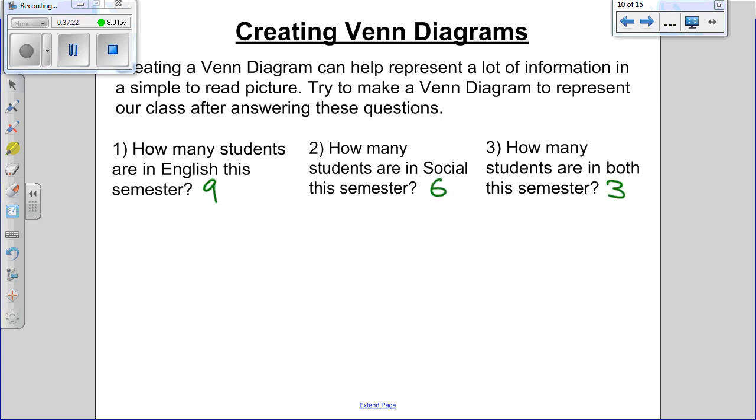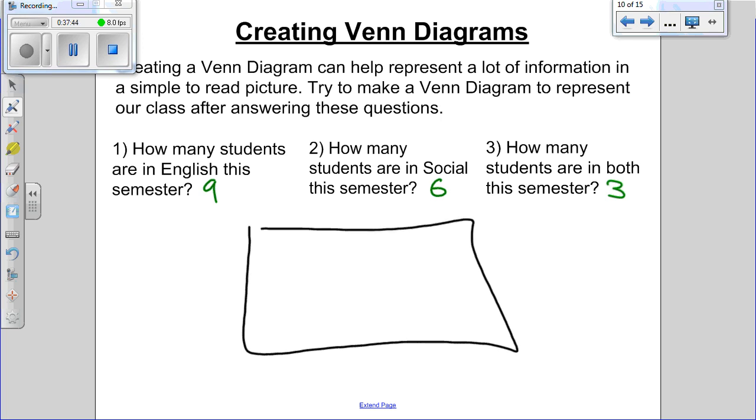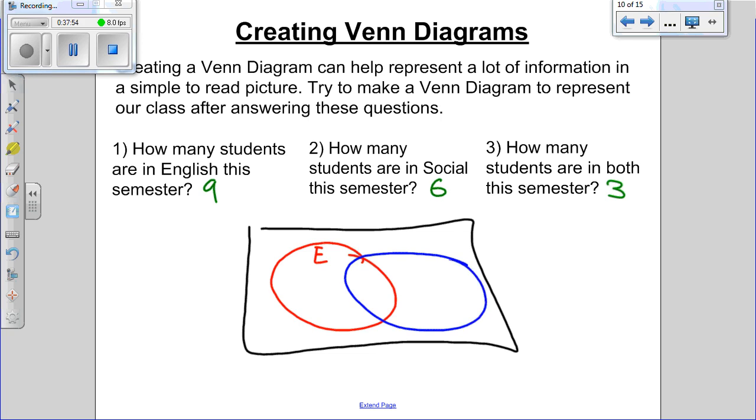So if I were to make a Venn diagram that represented this data, I would make my universal set. I would make one bubble for people in English and label it E. And I would make one bubble for people in social studies and label it S. And I'm going to show you the trap that most people fall into. They would go, I'm going to fill in this Venn diagram. How many people like or are in English? You might not like it, but you're in it.